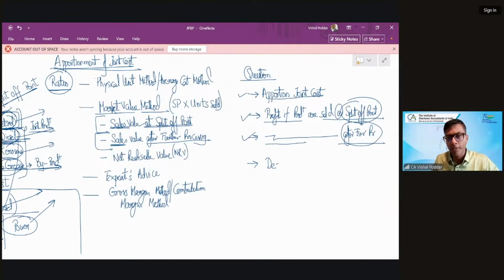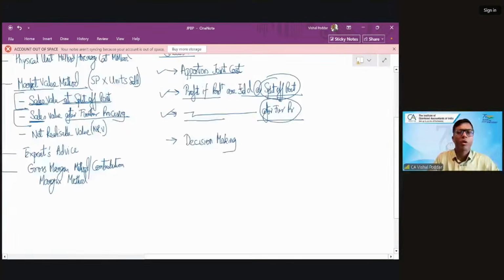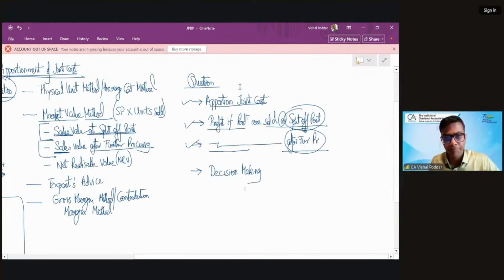So I call it a decision making question. That is, when to sell: either at split off stage only, or after doing further processing. So this is all we are going to do in this particular chapter. Broadly, 4 questions will be asked. All are simple mathematics questions.